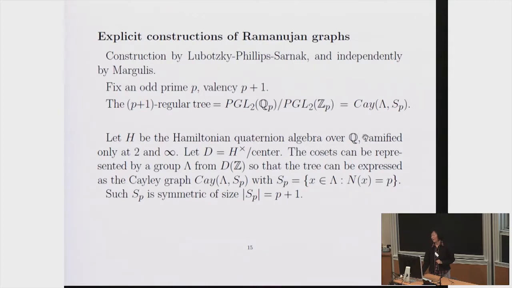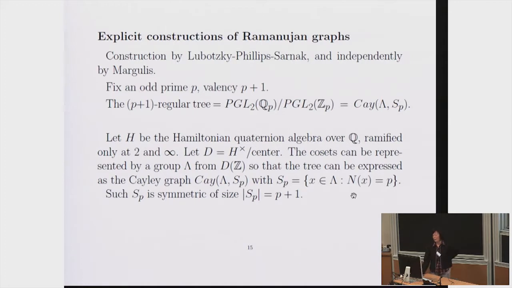And this infinite tree actually is a Cayley graph. The generating set we choose are those elements in the group which have reduced norm p, and there are p + 1 of them. Also this set is symmetric, so we do get an undirected (p + 1)-regular tree.